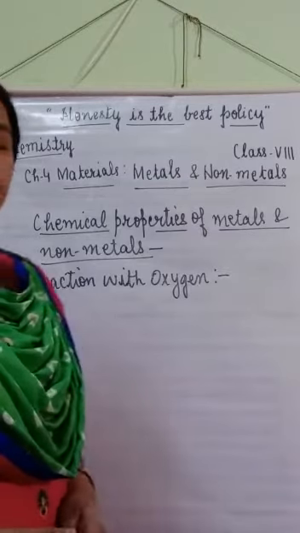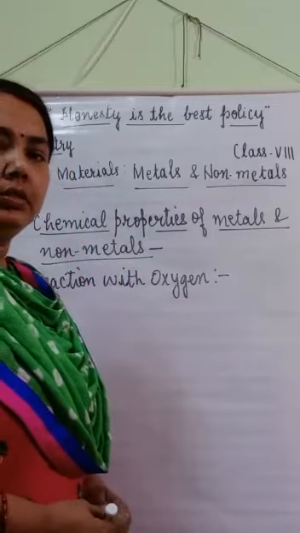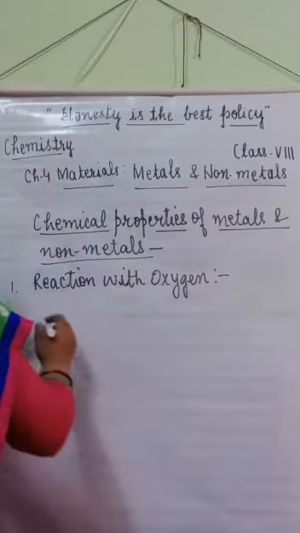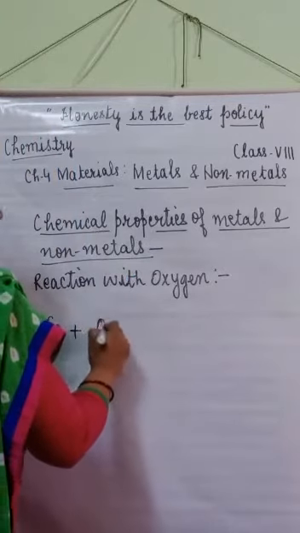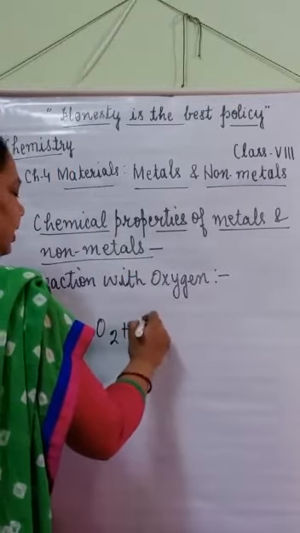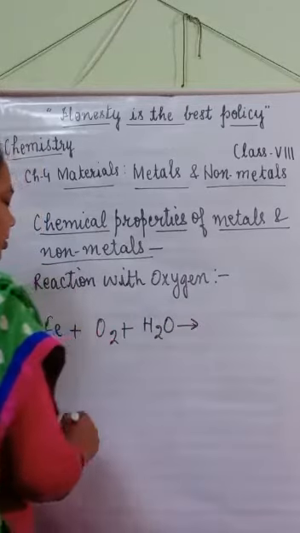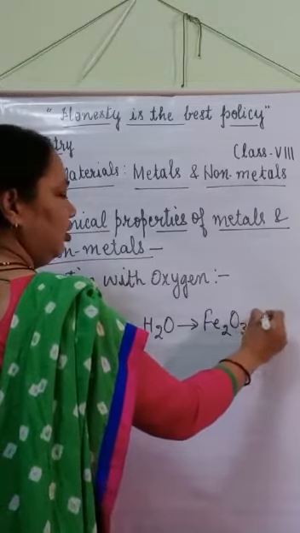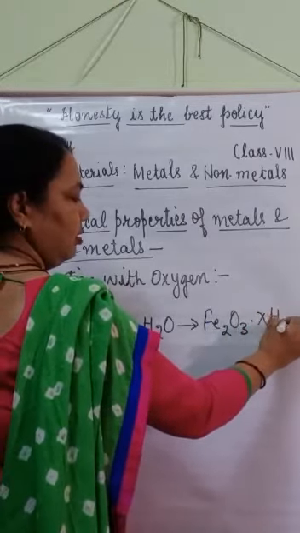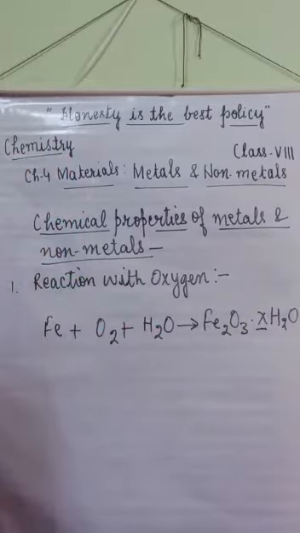You are familiar with the rusting of iron. When iron is exposed in air, it reacts with air, oxygen and water and it forms rust. This formula is Fe2O3.XH2O. X is the number of molecules of water.